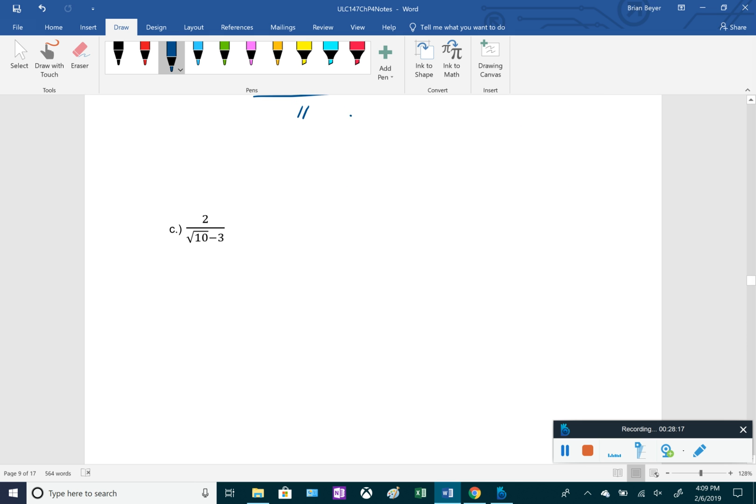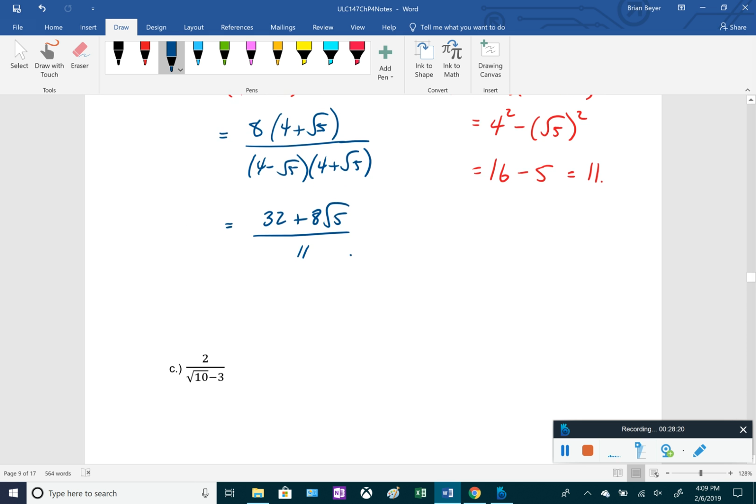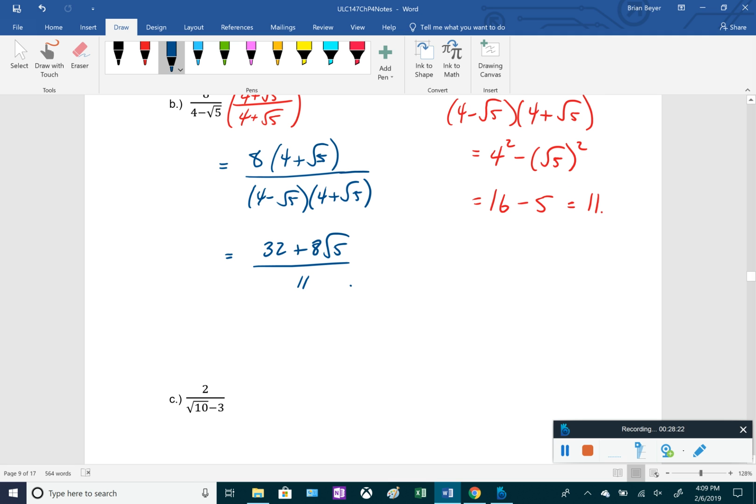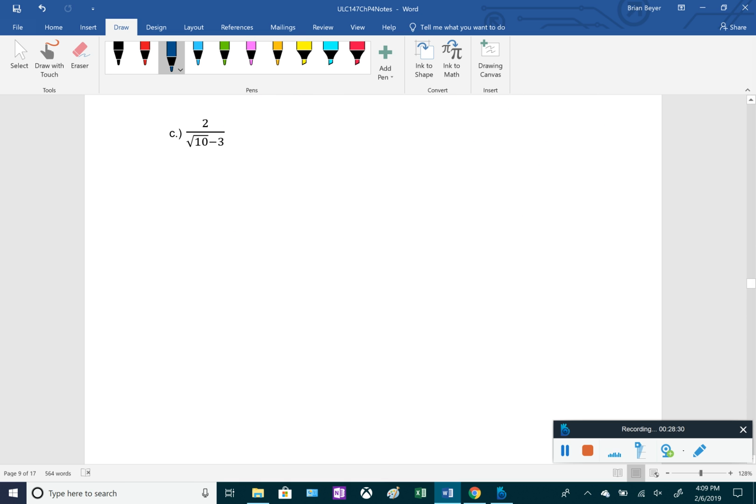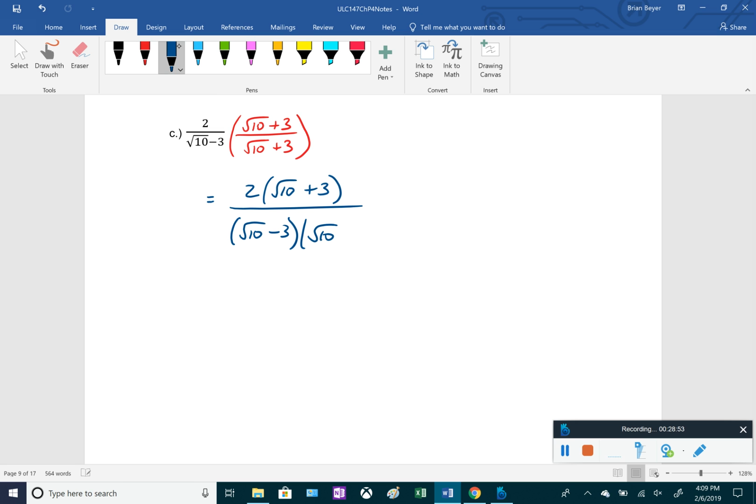Okay, and then the last one here looks a little different from the previous one. 2 over radical 10 minus 3. So the radical's written first, which is fine. We're going to do the same concept. The conjugate of that is going to be radical 10 plus 3. So the numerator becomes 2 times radical 10 plus 3. Denominator, we have radical 10 minus 3 times its conjugate.